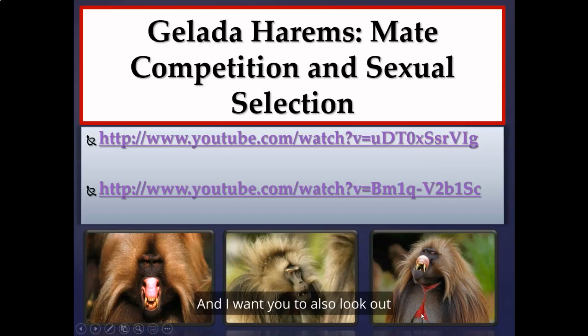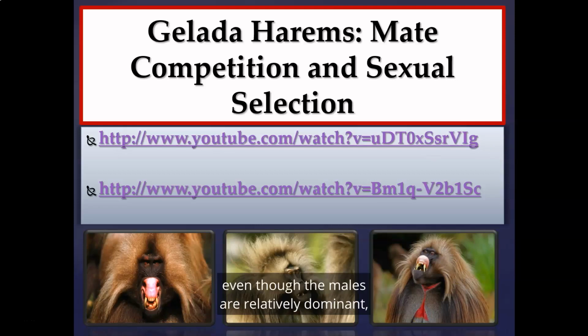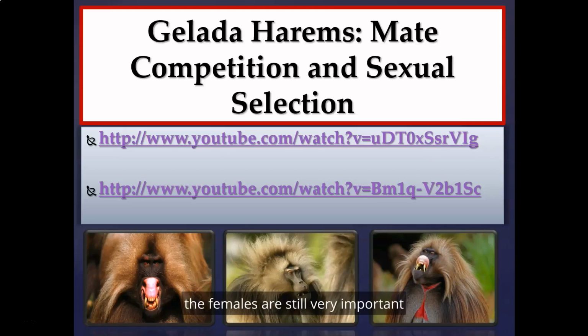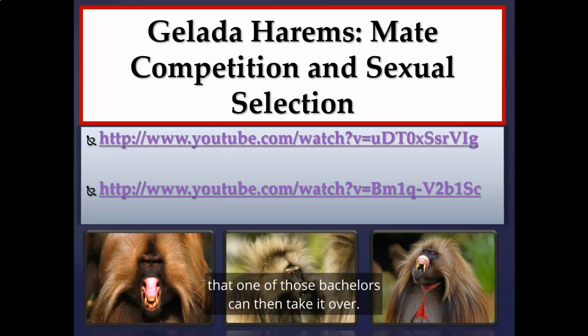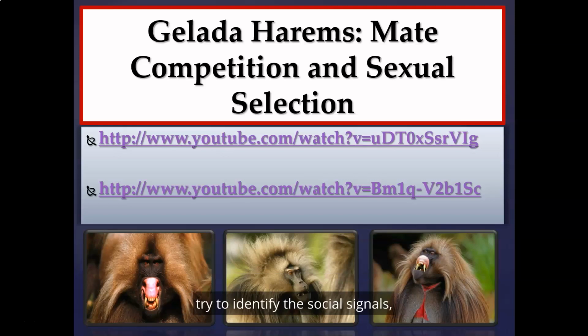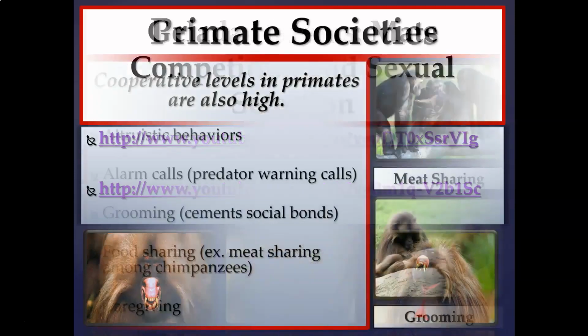And I want you to also look out for how the females are involved. Even though the males in this particular reproductive strategy are relatively dominant, the females are still very important in the structure of the dominance hierarchy. If the gelada male, the harem master, loses the support of the females in the group, it's going to be much more likely that one of those bachelors can then take it over. So keep an eye out for those three things. Look for sexual dimorphism, try to identify the social signals, and also recognize how the females are involved in the overall dominant strategies of the males.